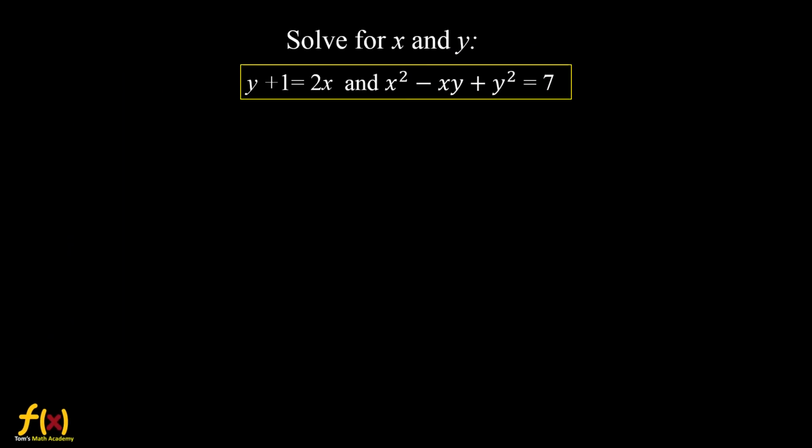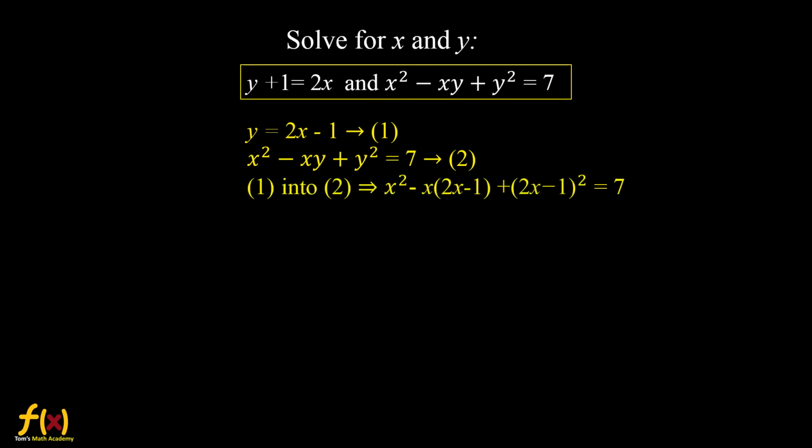Another question from simultaneous equations. y plus 1 equal to 2x. Okay. So immediately we can write y equal to 2x minus 1. So one variable in terms of the other. That is our equation number 1. And we have the second equation. We substitute equation number 1 into equation number 2. Do it very carefully.